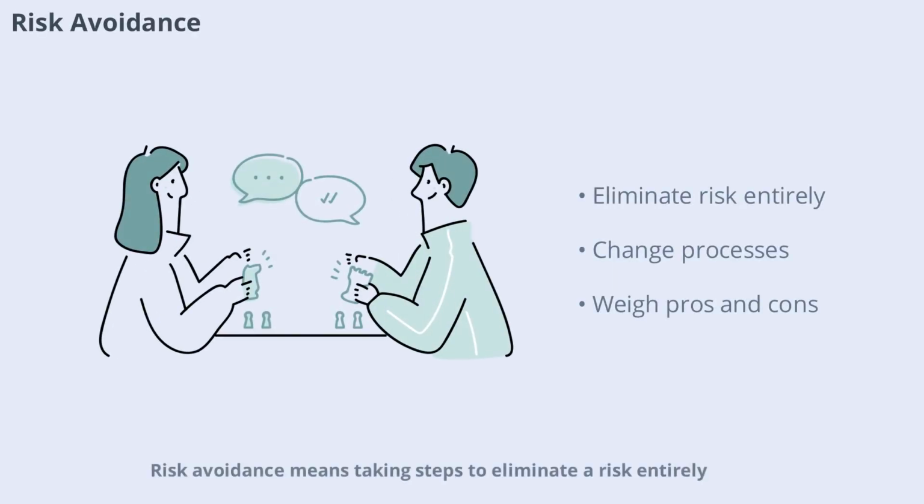Risk avoidance means taking steps to eliminate a risk entirely. This might involve choosing not to engage in a certain activity or changing business processes to remove the threat. While avoidance can be effective, it's not always practical. Some risks are unavoidable, and avoiding them could mean missing out on valuable opportunities. The key is to weigh the benefits and drawbacks before deciding to avoid a risk.